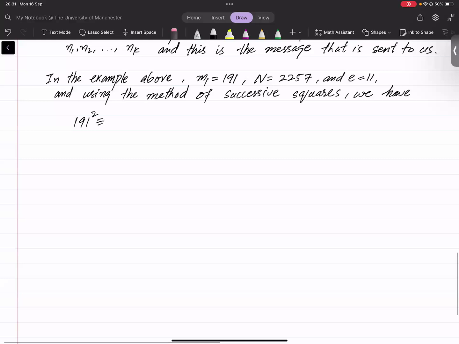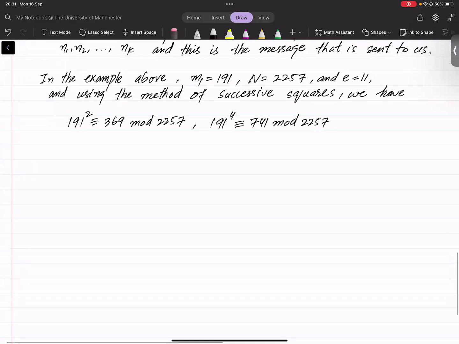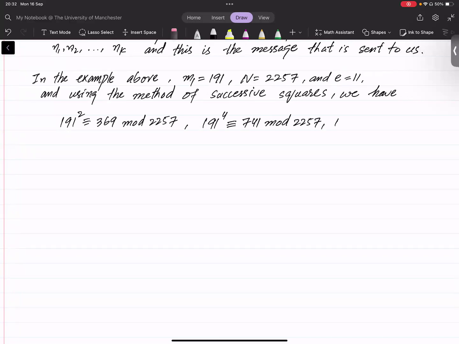191 squared is congruent to 369 mod 2257. 191 to the power 4 is congruent to 741 mod 2257, and 191 to the power 8 is congruent to 630 mod 2257.